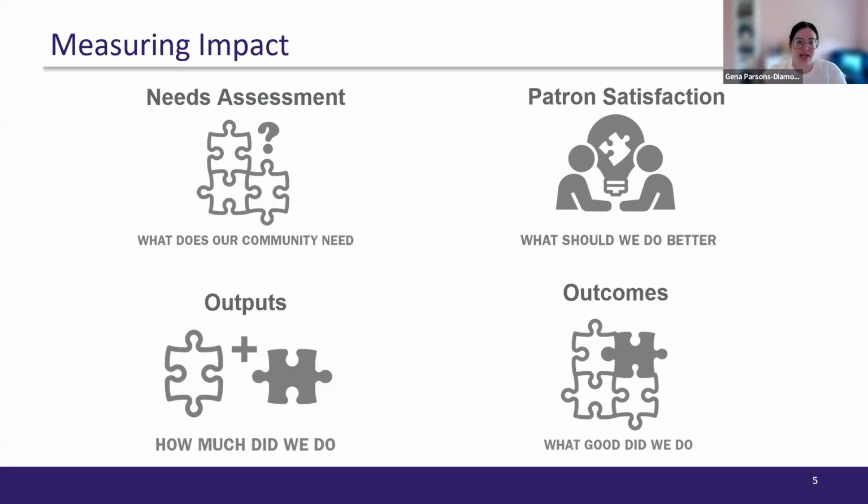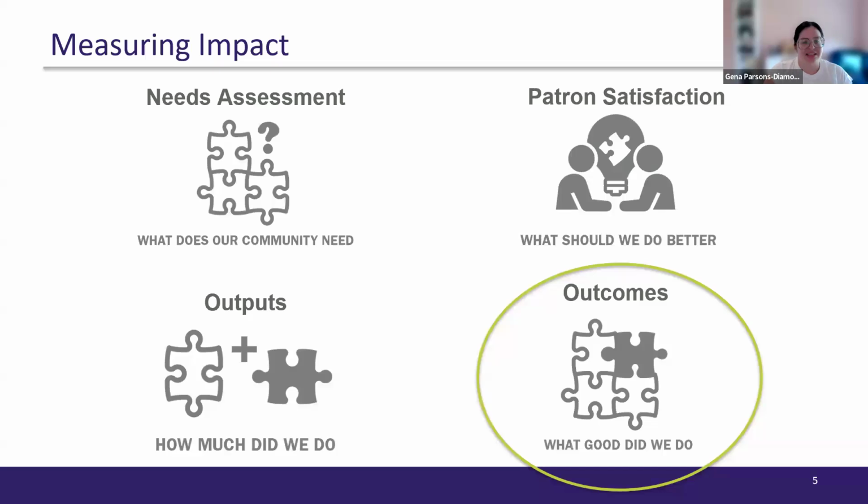There are many ways you can capture impact, and you may already be doing some of these. Outcomes are just one piece of the puzzle. Different types of impact measurement help you answer different questions that you may be asking. So needs assessment can help you answer the question, what does our community need? Patron satisfaction surveys can help answer the question, what should we do better? Outputs can help answer the question, how much did we do? And outcomes, what we're going to be discussing today, can help answer the question, what good did we do? Adding this outcome data to your impact story can help drive decision-making and strategic planning. And this is where Project Outcome comes in.